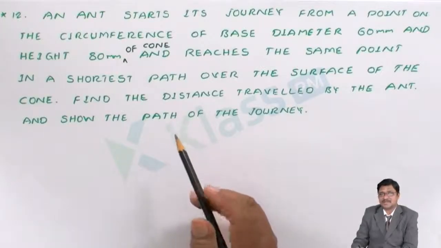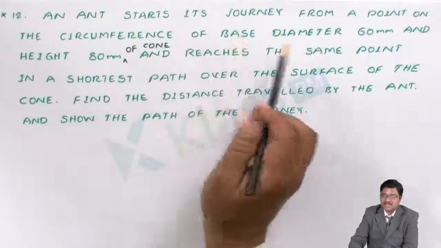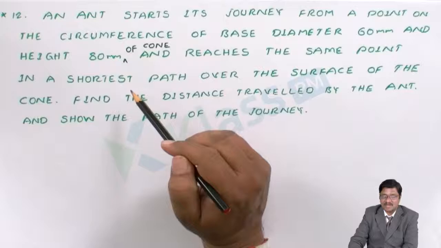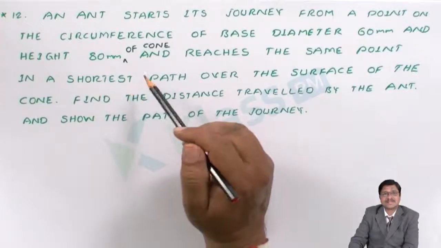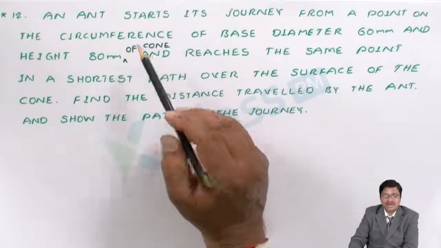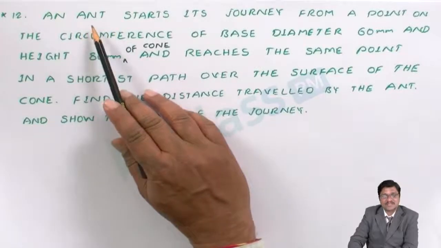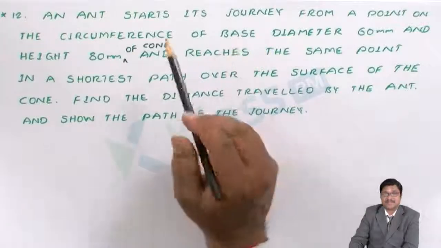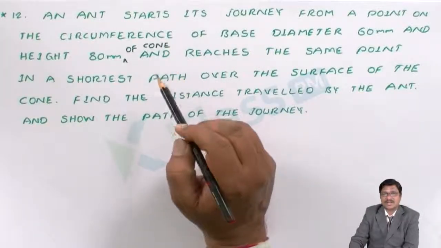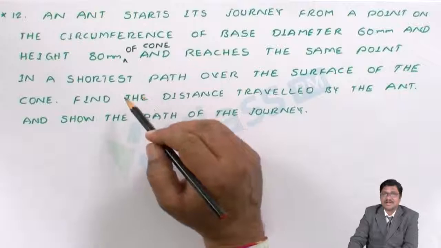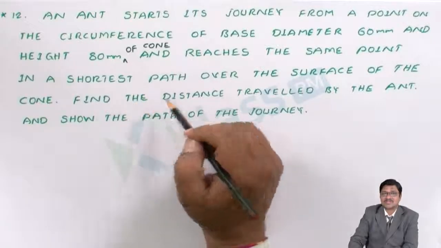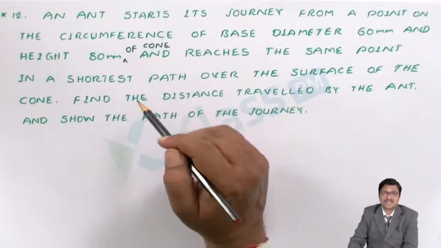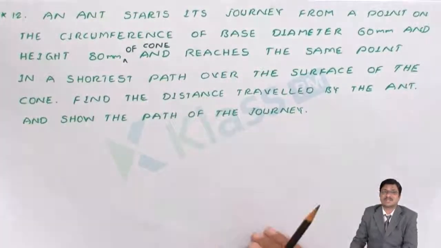A solid has been given, a cone with base diameter 60 mm and height 80 mm. The cone details have been given, so logically it is presented as an application problem. An ant starts its journey from a point on the circumference of the base, that means at a particular point on the base, and reaches the same point, making the journey over the surface of the cone. It is asking what is the shortest distance it travelled.